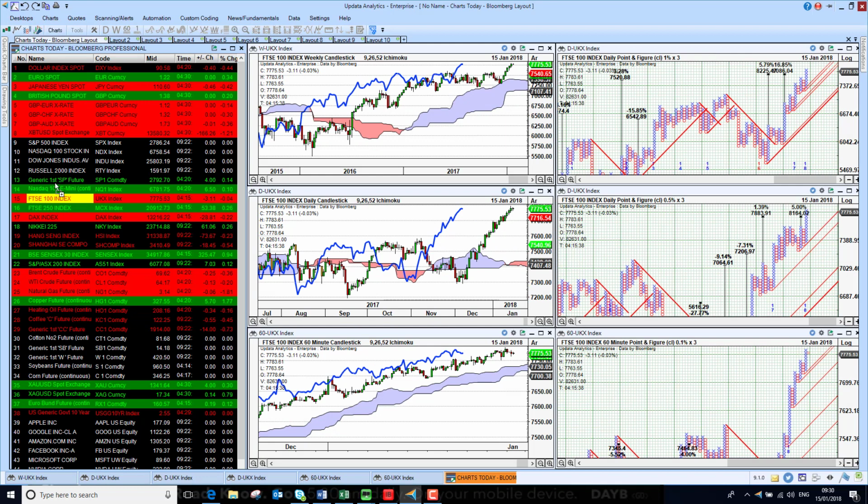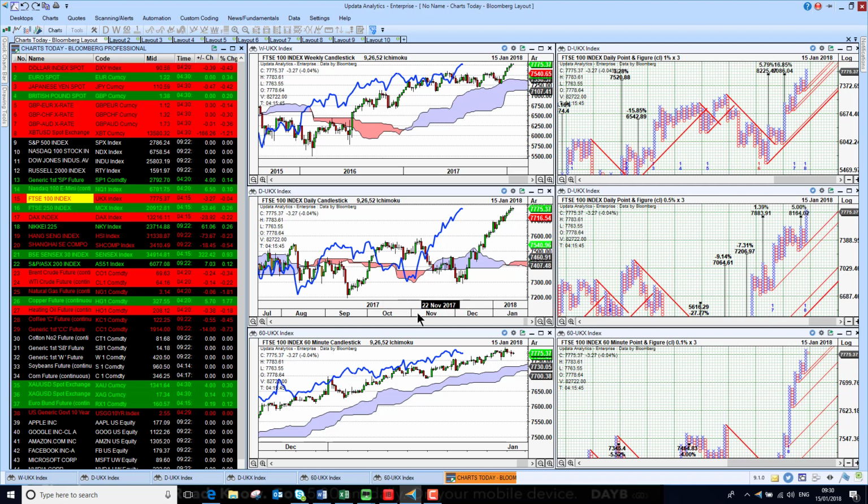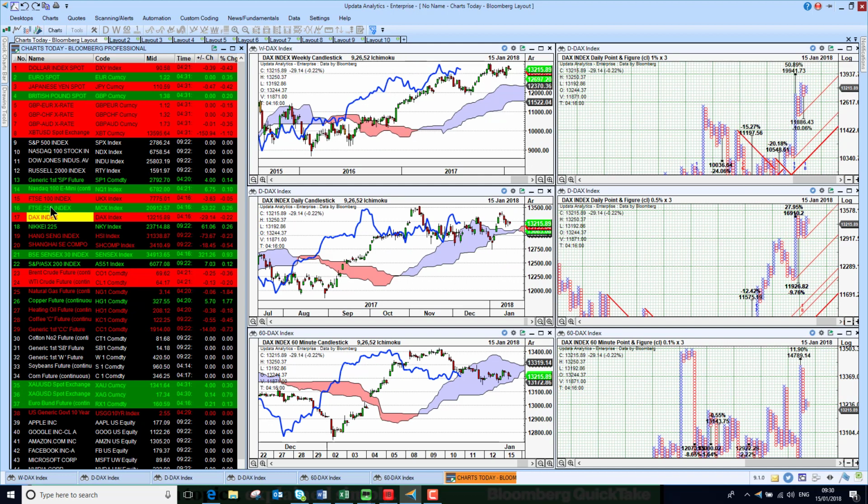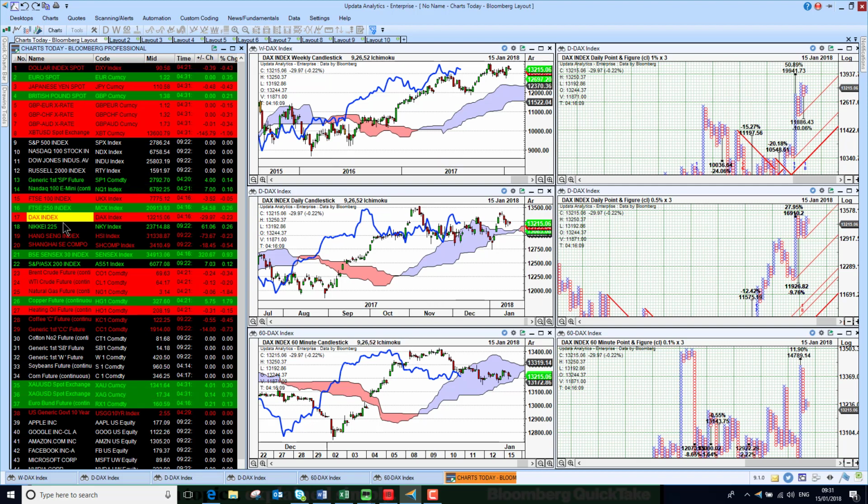FTSE 100 is down slightly this morning, rocked by the news of the Crude in the UK. But we're seeing here that we are still looking pretty bullish on the charts. Again, just a clear shortage of upside targets. The FTSE 250 also looking pretty strong. It's bullish on all three charts, but again, just a shortage of upside targets. The DAX down about 0.25% this morning. That stronger euro won't be helping the DAX, but it is still looking bullish on all three time frames.